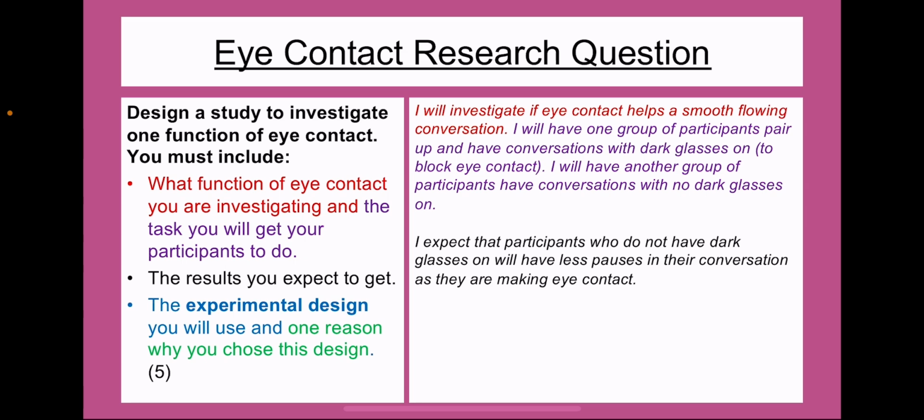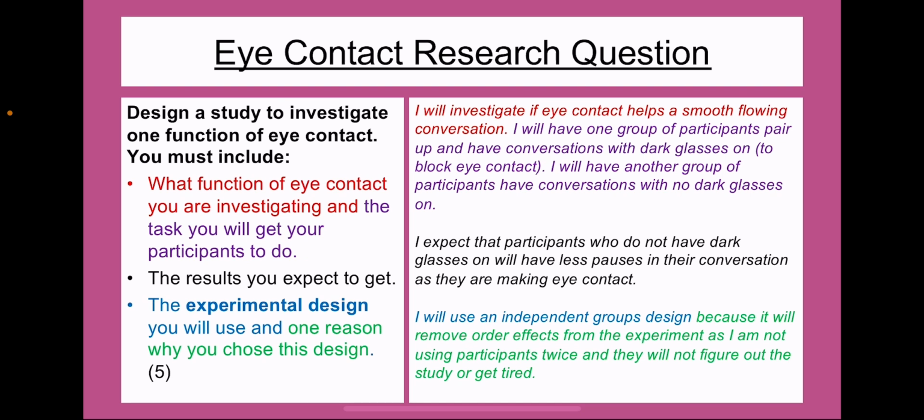And then for this one, we have to choose an experiment to design and justify it. So I'm going to go for an independent groups design here, and then justify in green. I'm going to say, because it will remove order effects from the experiment, as I'm not using the participants twice, so they should not figure out the aim of the study, or get tired. So that's a nice way that they like to ask about eye contact.